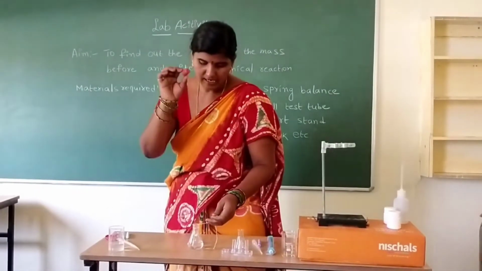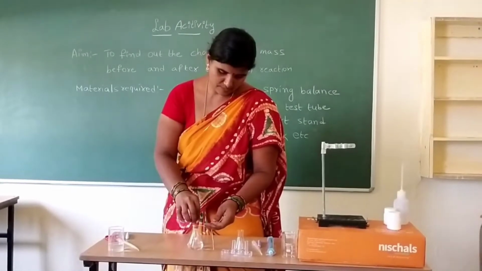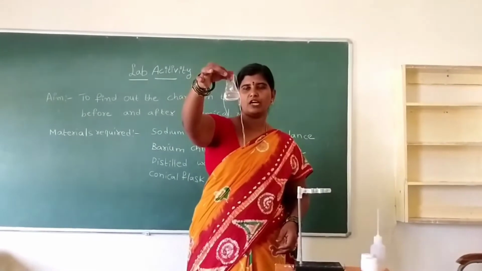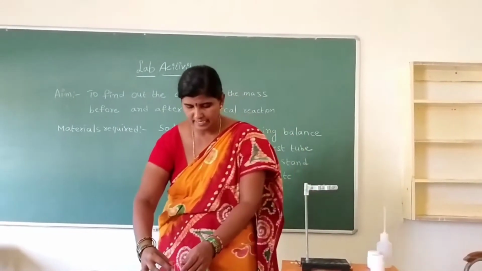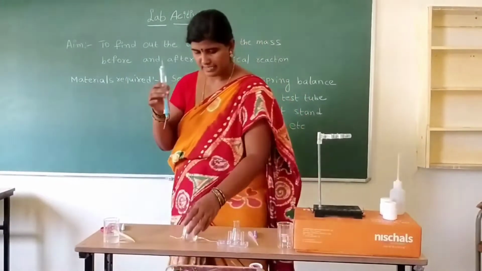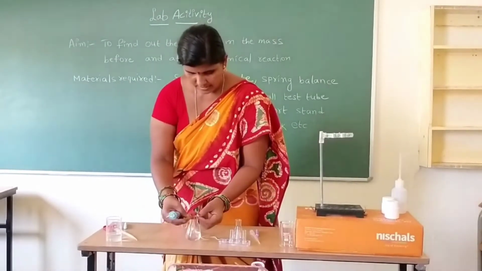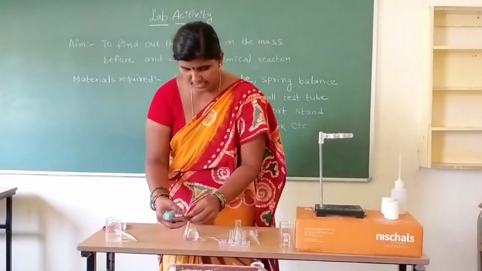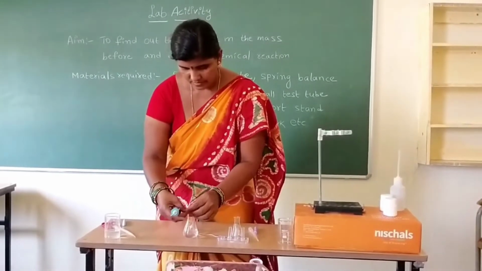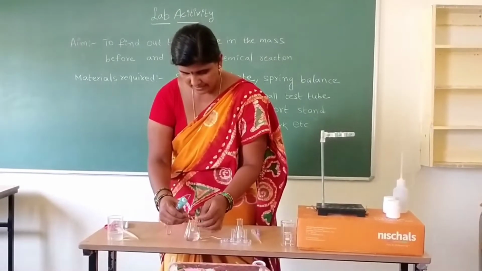Then keep the rubber cork. What is this? Rubber cork. And press the lid like this. Do you understand? Then by using the spring balance, we can weigh this one. Carefully we can do the activity. Observe this activity, children. Are you understanding?